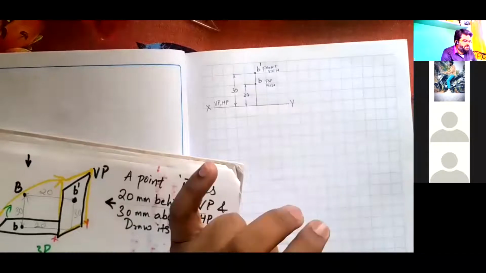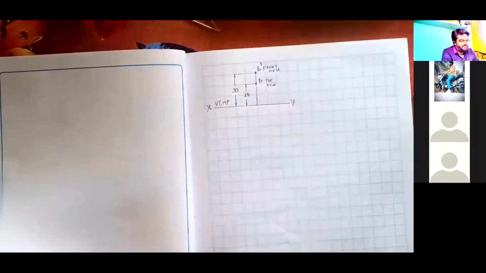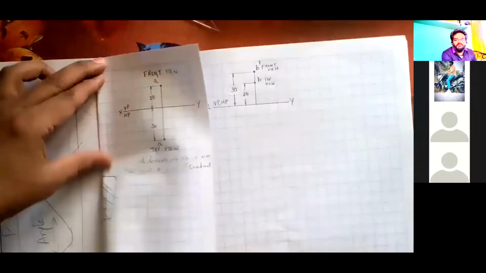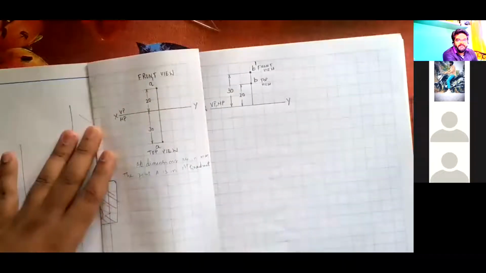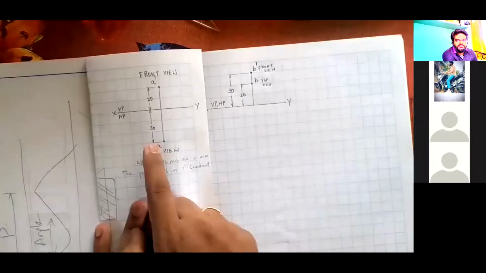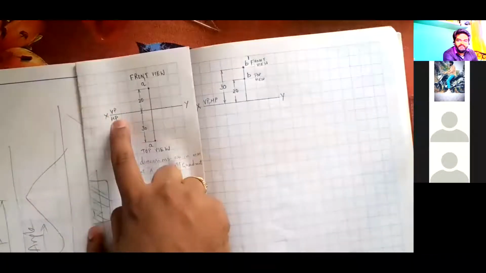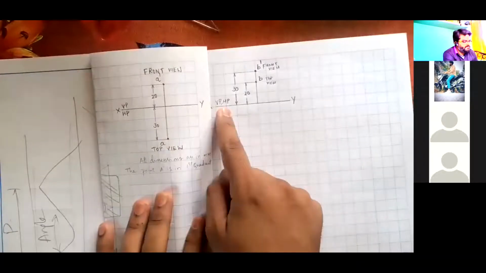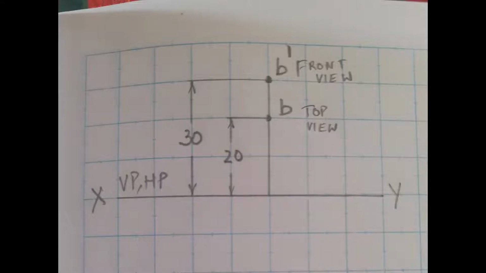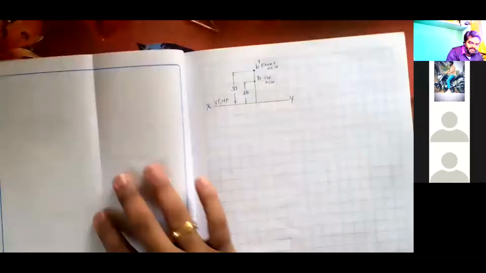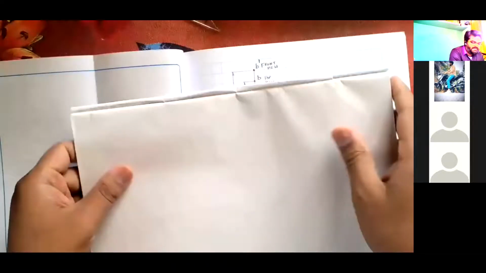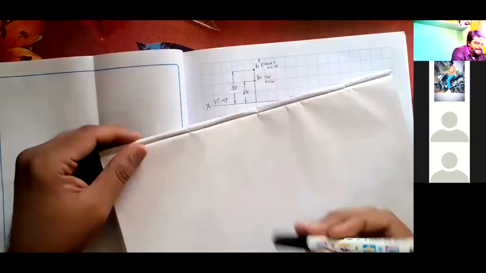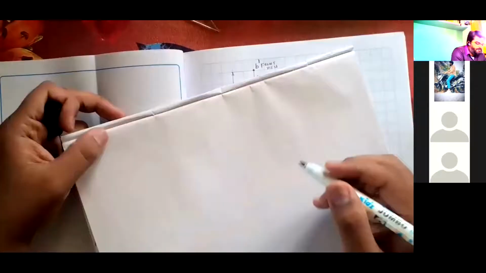Let us see the difference here. This is the difference between first quadrant and second quadrant. First quadrant, what is happening? Vertical plane is above, horizontal plane is below. Second quadrant, vertical plane and horizontal plane both are coinciding above XY line. So let us see in the same way. I'll write a problem and then solve the same condition.